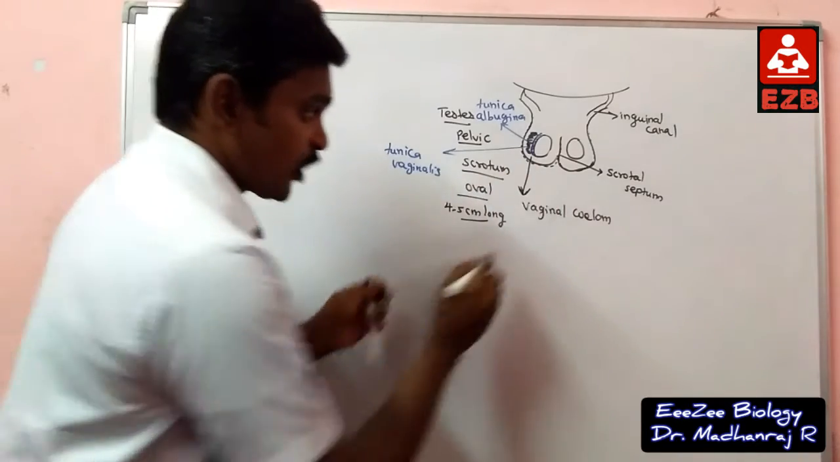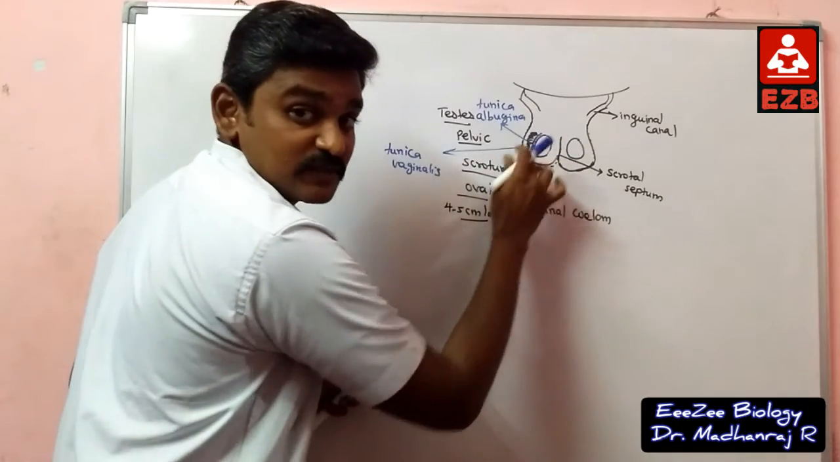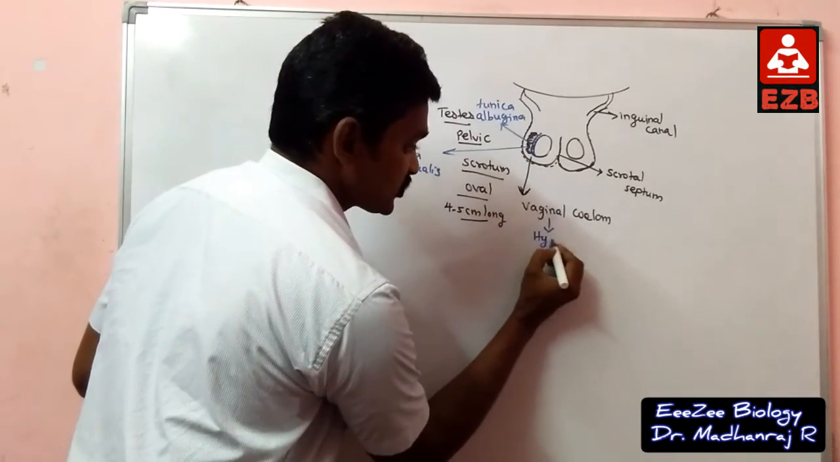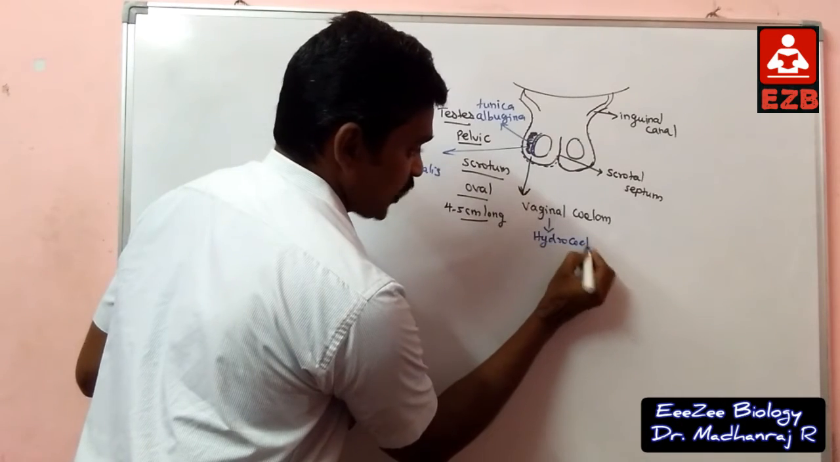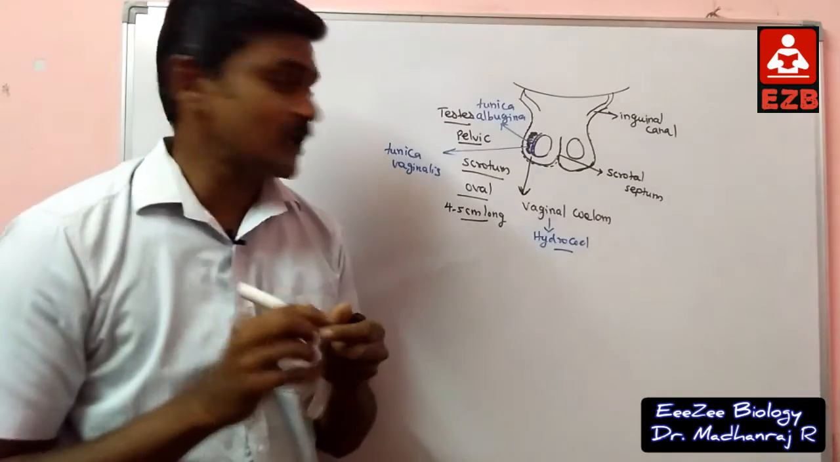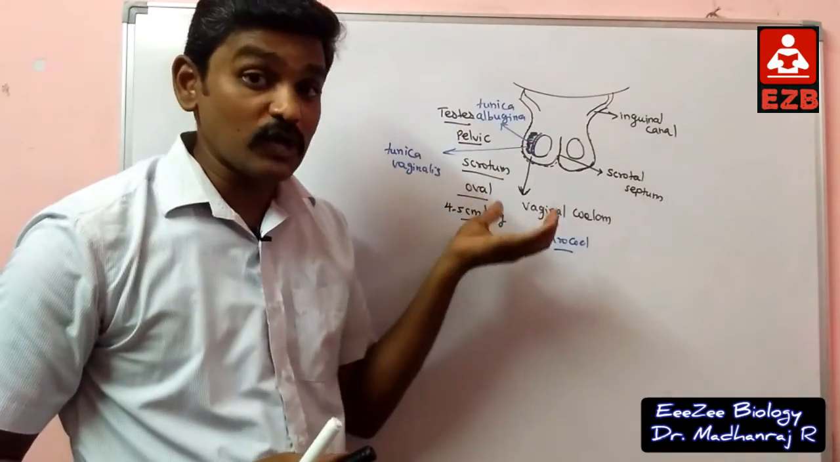And apart from that, I have already told you about the vaginal coelom. Here the empty space is there, no? That space will be filled with a fluid called hydrocele. So hydrocele is the fluid which is filling the space called the vaginal coelom. These are all the important things you should know inside the scrotal bag.